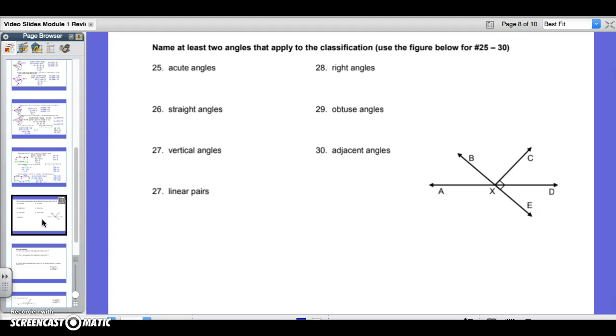Now we're talking a bunch about angles, all sorts of angles. This diagram has a lot of different options for a lot of these different questions. I'm going to try to name all of the options that you could have selected. You have to name at least 2 angles that apply. So, acute angles. There are plenty in this picture. Here's what I come up with. Angles AXB.